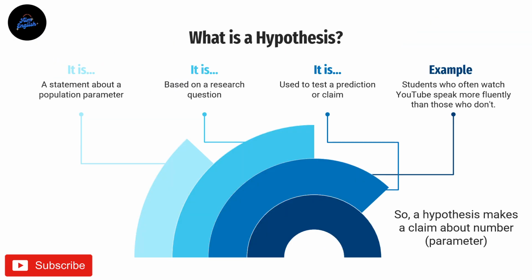Now let's go to the most important part in this presentation. It's about the hypothesis. So what is a hypothesis? It is a statement based on the research questions. It helps us to test whether something is true or not. A hypothesis is also about a population's parameter, meaning it talks about a number like an average or proportion in a large group. For example, students who often watch YouTube speak more fluently than those who don't. So this is an example of a hypothesis statement. This statement is testable. We can check if it is true using the data. So a hypothesis makes a claim about a parameter.